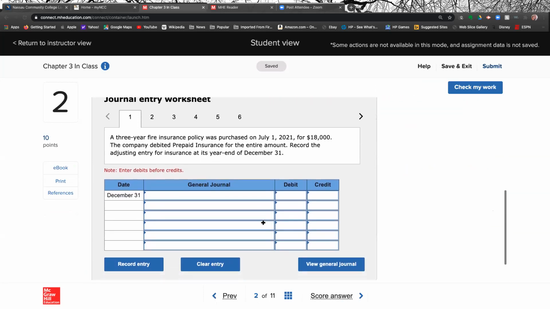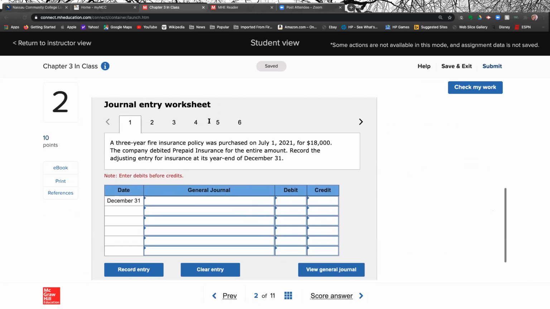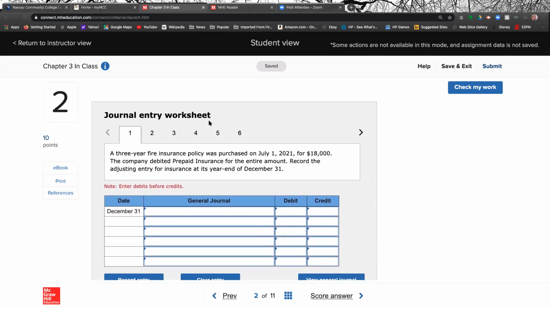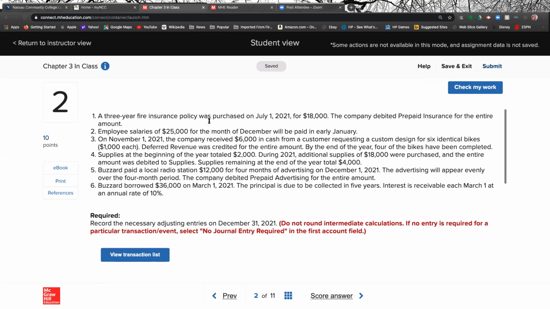Now you'll notice that a lot of this stuff repeats, right? Here's a 2-year policy, a 3-year policy. The other problem was a 2-year policy, right? So this is the next problem. This is number 4A, 3-4A.